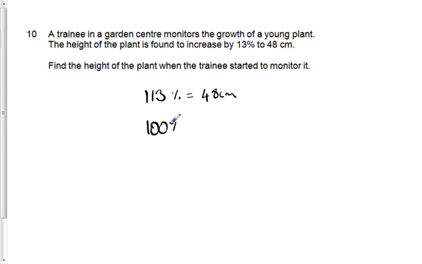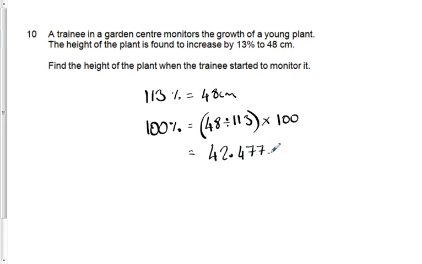100% then. So what I'm going to do, I'm going to take my 48 and I'm going to divide it by 113. And that will give me what 1% of the original height was. I can then take that number and multiply it by 100, and that would take me back up to 100%. And again, using our calculators, we type 48 divided by 113, and then once I've hit equals, I'm going to hit times 100, and that gives me an answer of 42.477... or 42.48 centimeters.